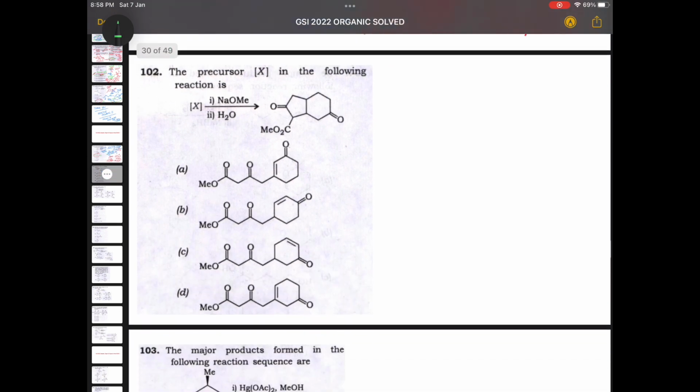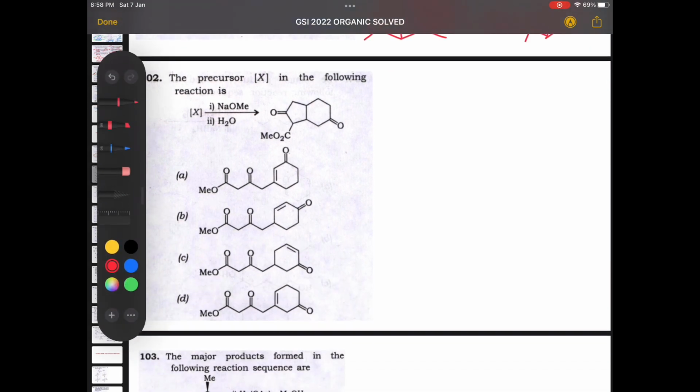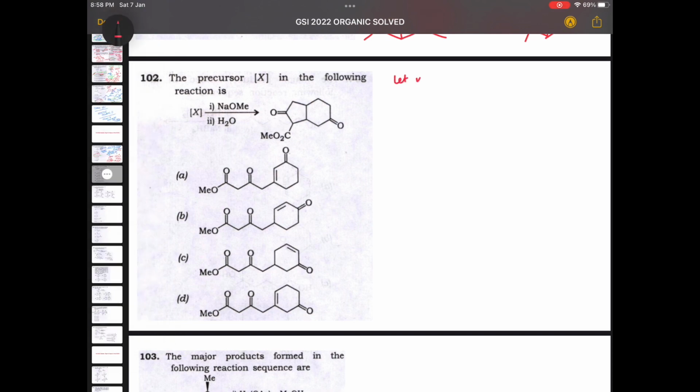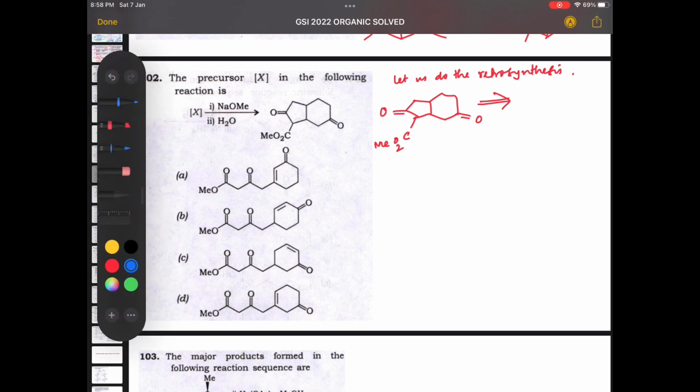So with this, let us move on to the second question of this part. As you can see, we have been given the product in this case and we have been asked to find out the precursor. So let us do the retrosynthetic analysis. We have to find out the bond that can be disconnected. As we can see here, the C-C bond can be disconnected in a fashion where 1,4 conjugate addition might have taken place.